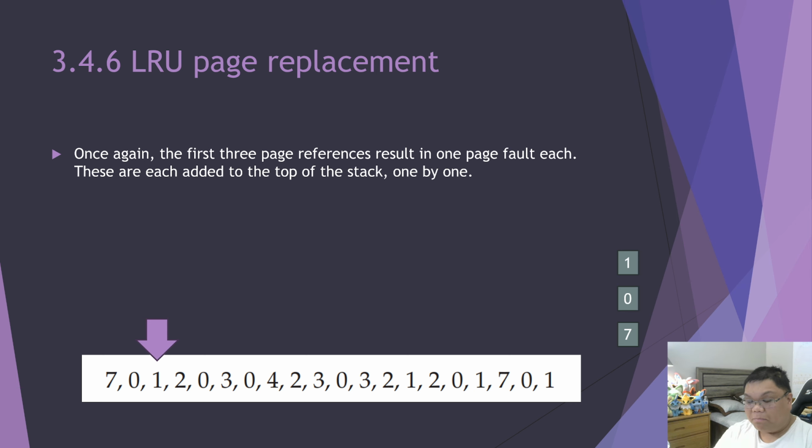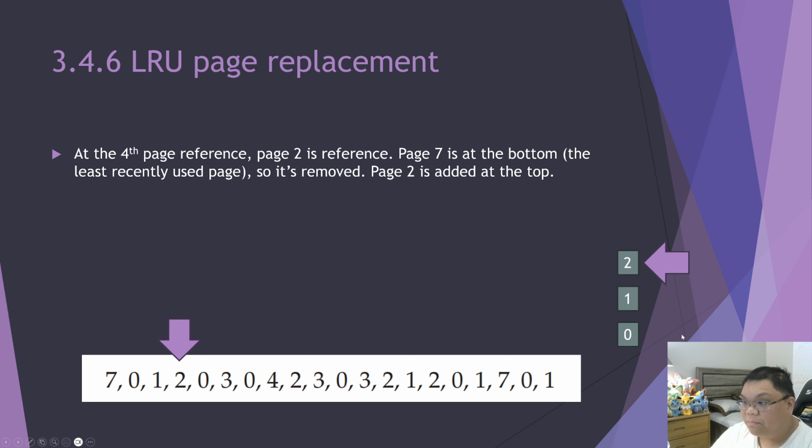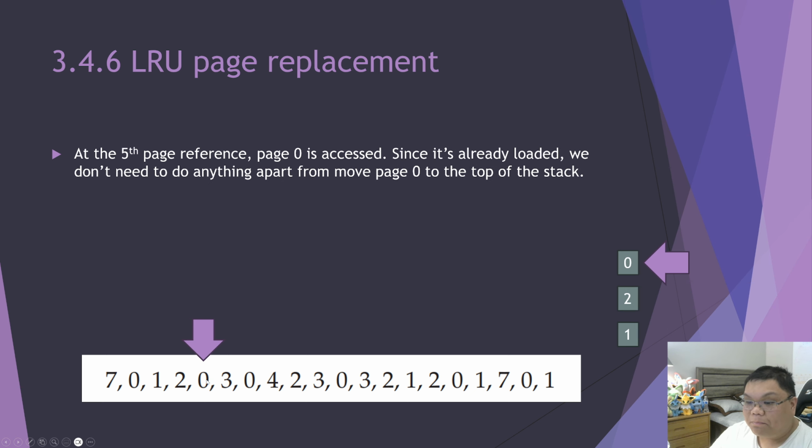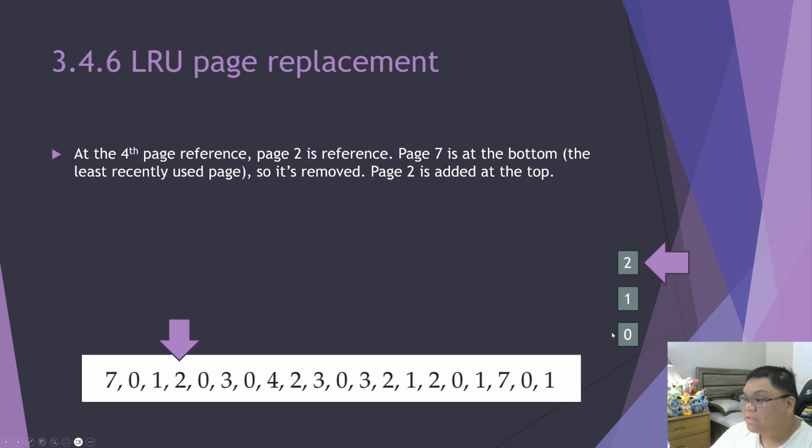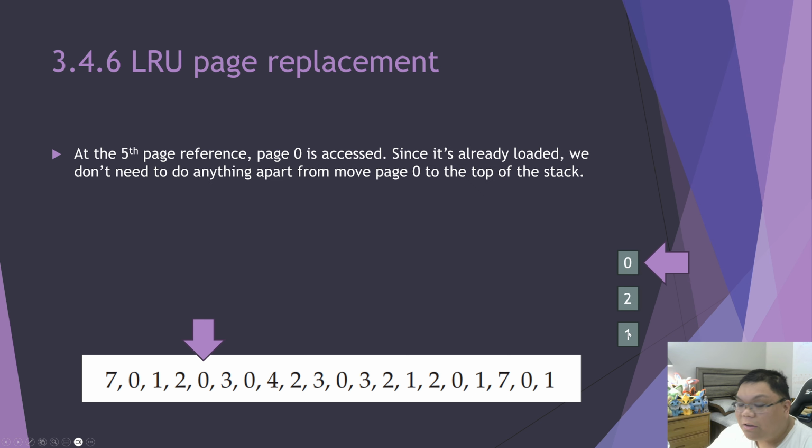So, we have pages 7, 0, and 1 being read. We have 3 page faults, and they are loaded from bottom to top: 7, 0, 1. When you read page 2, we push page 2 to the top and pop page 7 from the bottom. When we have page 0 to be read next, we have page 0 at the bottom, but all we have to do is just move it to the top.